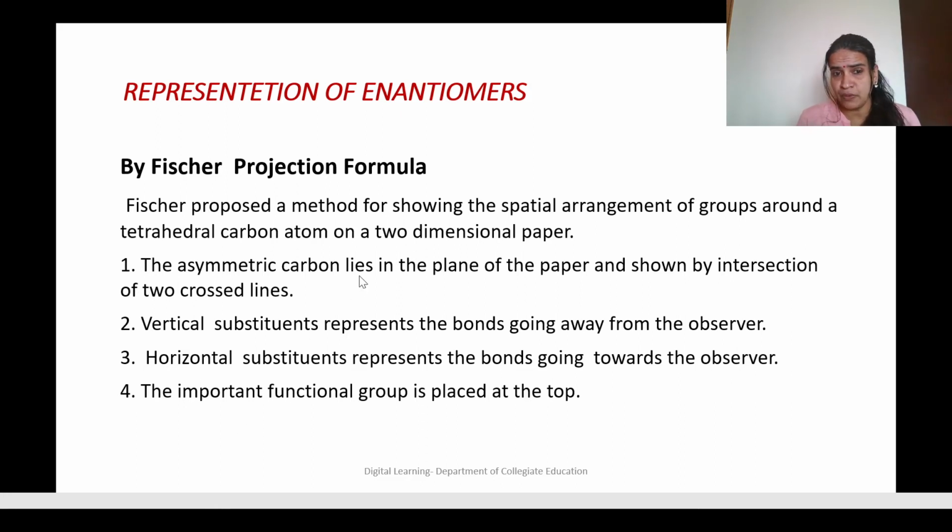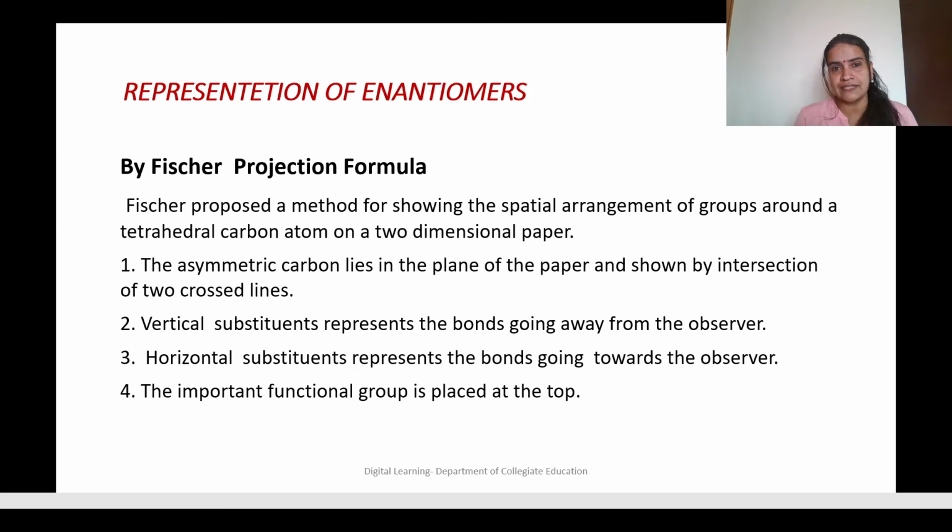So Fischer proposed an easy method for showing the spatial arrangement of groups around a tetrahedral carbon atom on a two-dimensional paper, because all these molecules are three-dimensional molecules. It is very difficult to represent a three-dimensional molecule on paper. So we need to represent that in two dimensions. So how can we convert the representation of a three-dimensional molecule into two dimensions?